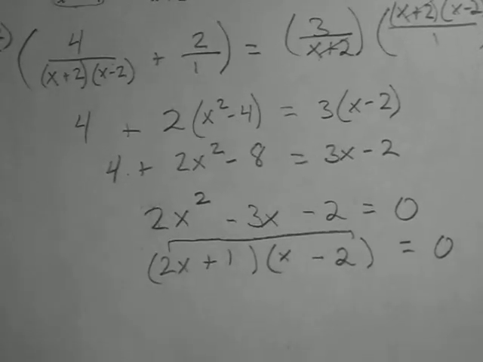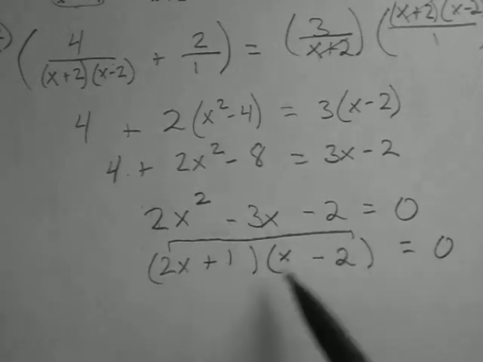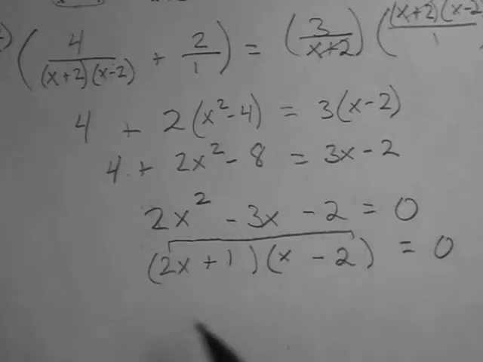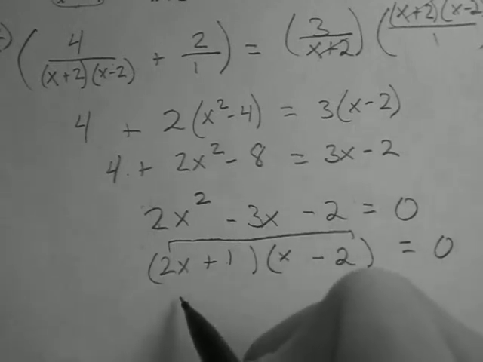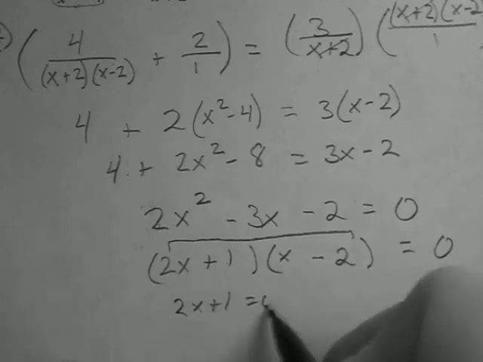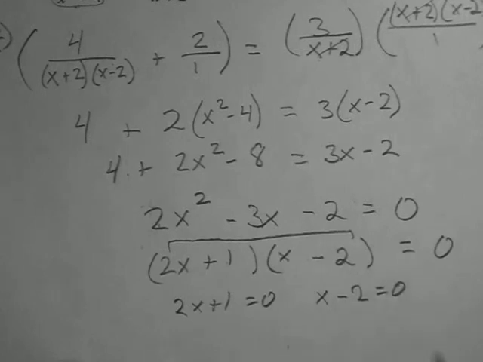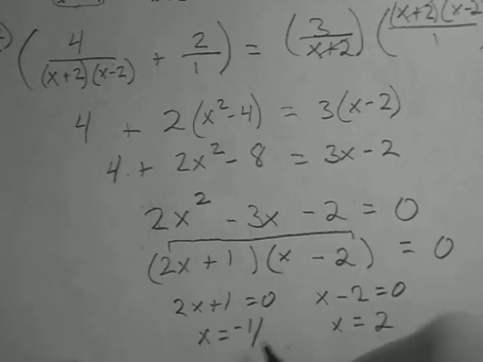So I just checked it in my head. If you want to make sure it works, check it over here. Remember, you're not done factoring until you've checked your answer. I already did in my head. So now I have my factors, and I use my zero product property to say 2x plus 1 equals 0, and x minus 2 equals 0. So I get x equals 2. And x equals negative 1/2.